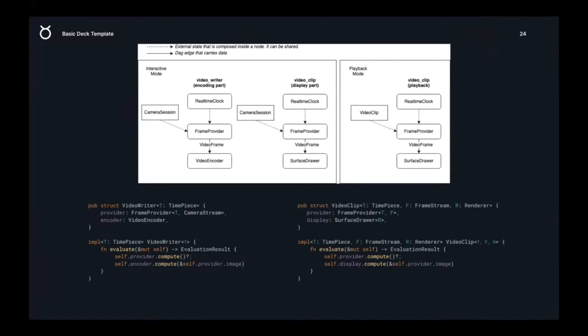So now we have a video clip graph that is generic across the timepiece, so real-time clock, monotonic clock, and a frame stream and the renderer, depending on platforms. The video writer we can see is generic only over the timepiece because we know that it's basically encoding a video that's coming from the camera stream. So we can just bake that guy in there. Now, this is a technique we try and employ. Only bubble the generic types up as far as we can. And this gives us some measure of control over the monomorphization and executable size that tends to happen with this kind of design.